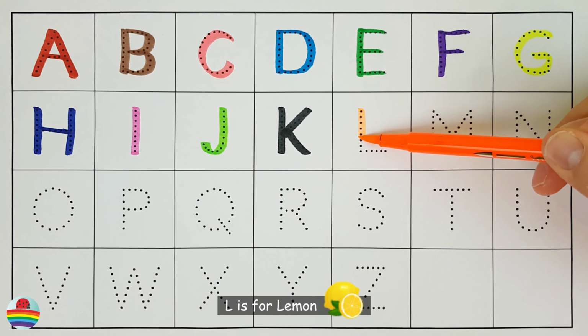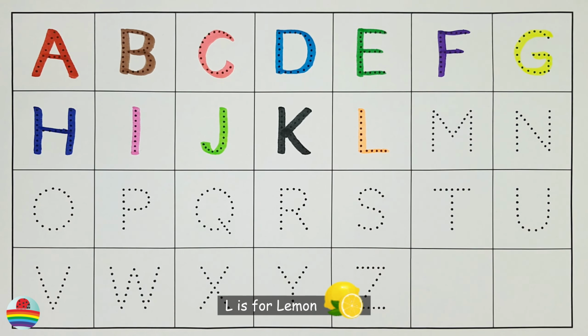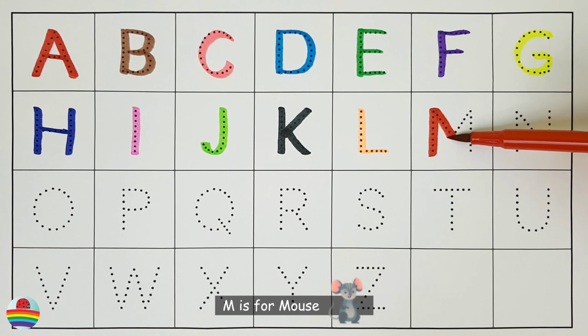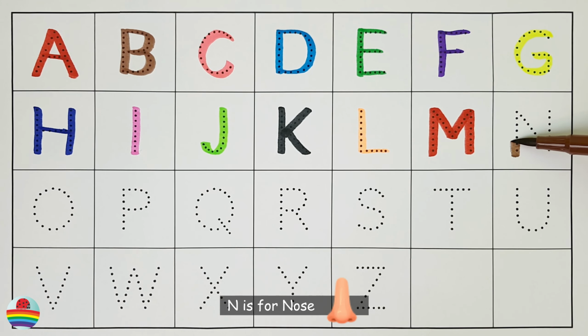L is for lemon. M is for mouse. N is for nose.